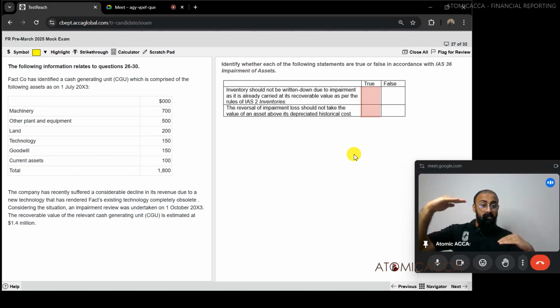If it is reversing, it should go maximum only up to this limit, where when normal depreciation happens, what would be the carrying value? That is the upper cap. The revaluation should not go beyond this limit above this amount, meaning on a normal depreciation, whatever is the carrying value, on reversal of impairment, it should not go beyond this. It will go only up to this limit. So that is what the second point is saying. That is also correct.